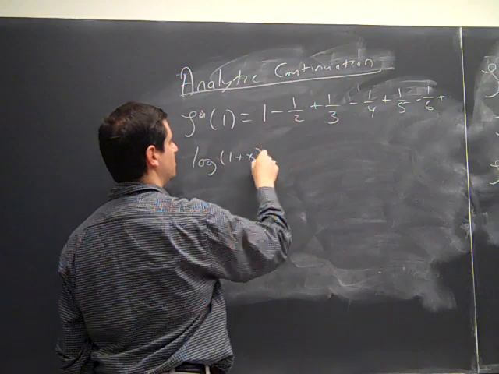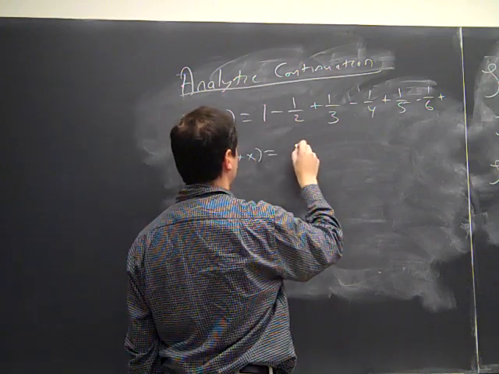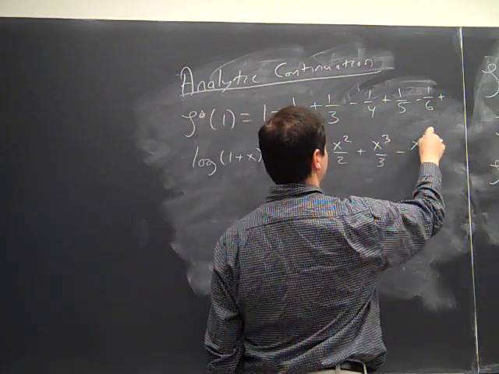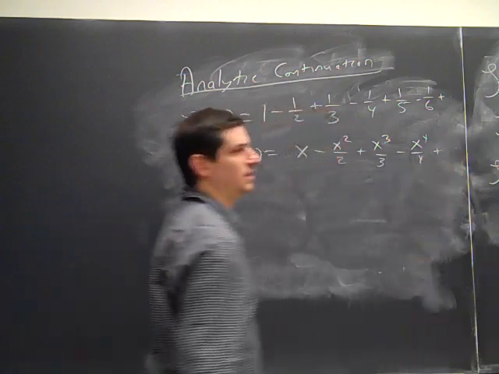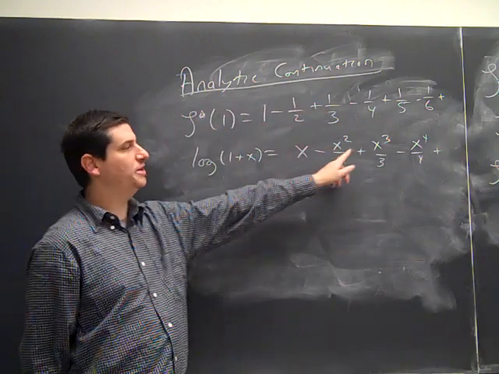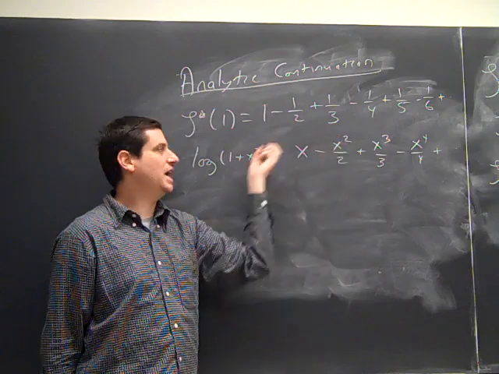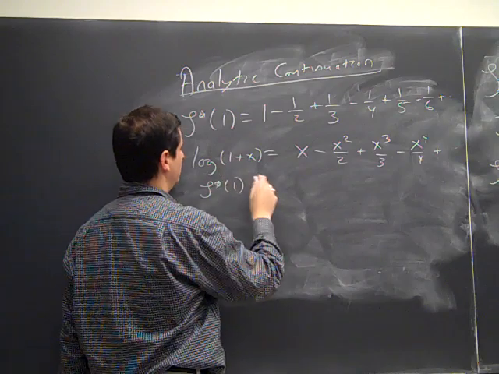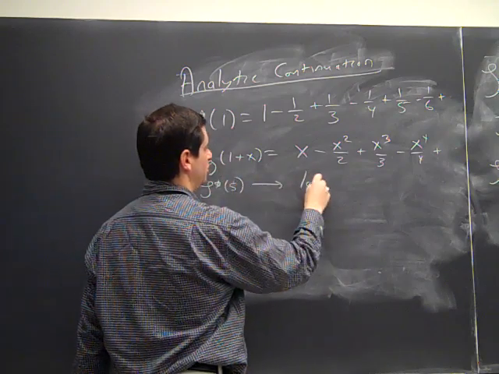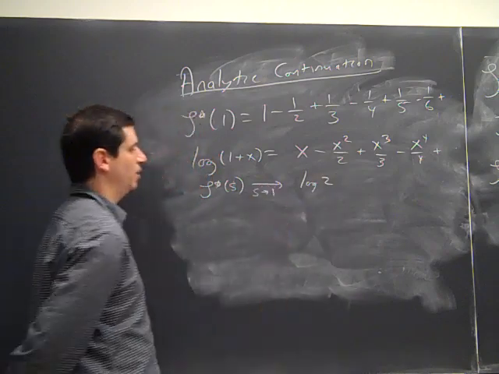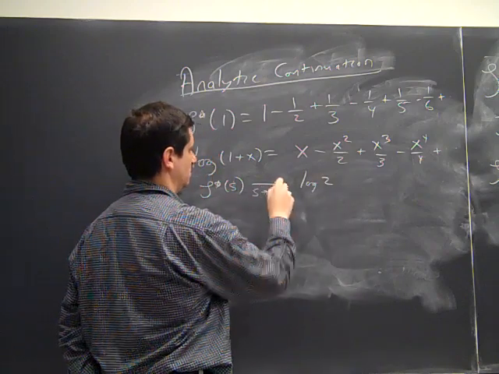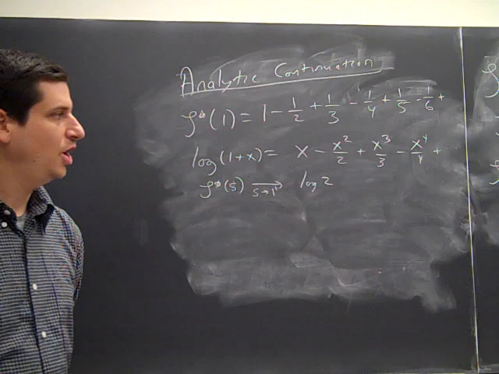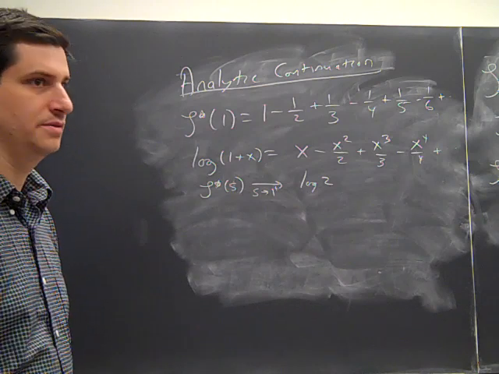The log of 1 plus x is x minus x squared over 2 plus x cubed over 3 minus x to the 4th over 4. If I put in x equals 1, well, I have some issues, but fortunately everything does work. I can take the limit as x rises to 1. This is the log of 2. Zeta star of 1, or zeta star of s, converges to the log of 2 as s goes to 1 from above. Or do I want to go from below? No, I want to go from above so I have convergence. Alright, so zeta star of 1 is well behaved.